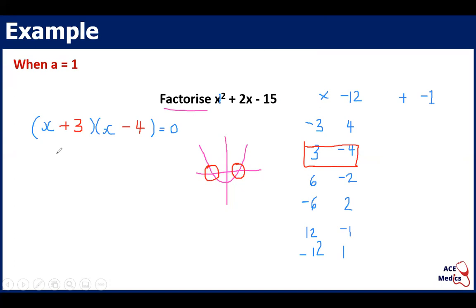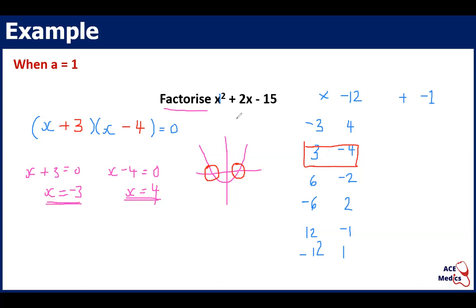So how are we going to work that out then? Well, we take each of those brackets separately and put them equal to 0. So we are going to have x plus 3 equals 0 and x minus 4 equals 0. And then we just solve it. So take away 3 on both sides, x equals minus 3, or add 4 on each side, x equals 4. And we've solved that equation.